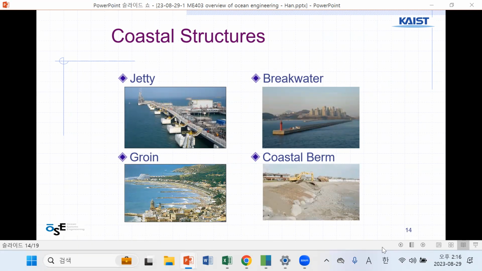You see, a breakwater is for protecting the port area from oncoming big waves. When a storm is coming, they need the protection, so the ships stay inside the port. And groins and coastal beaches are for the tourist sand areas. All right, that's it for today. Any questions? Otherwise, we'll see you on Thursday. Okay.